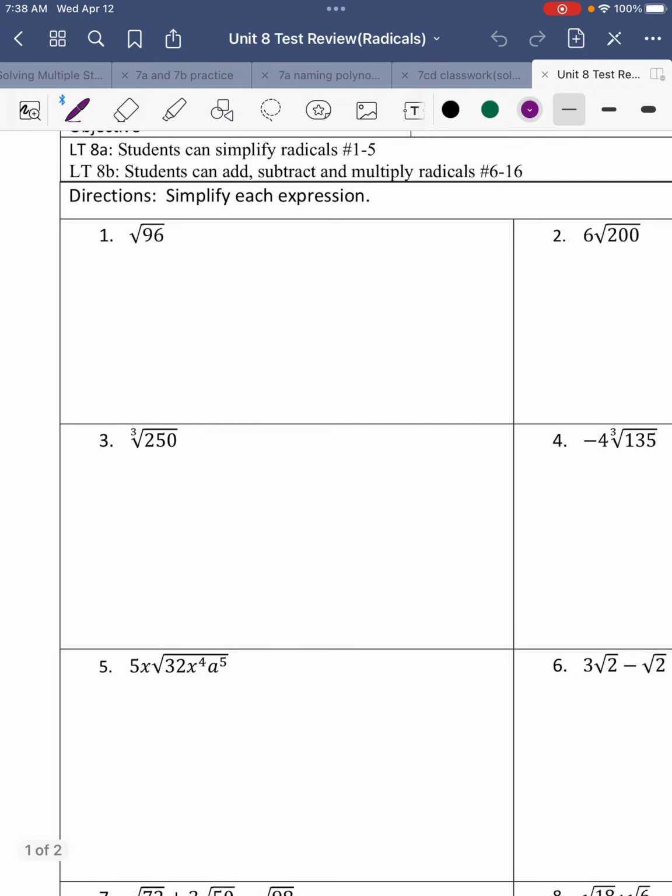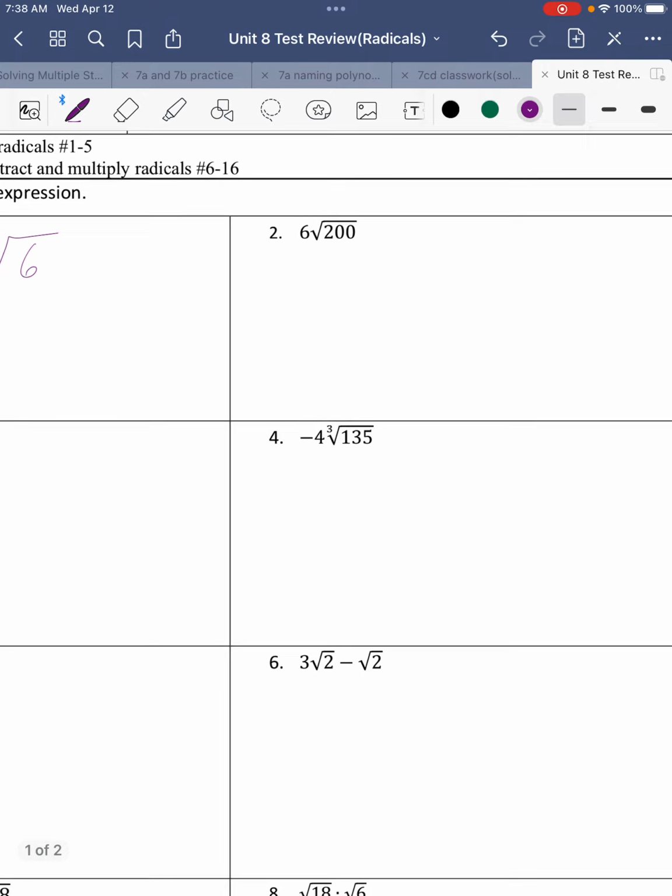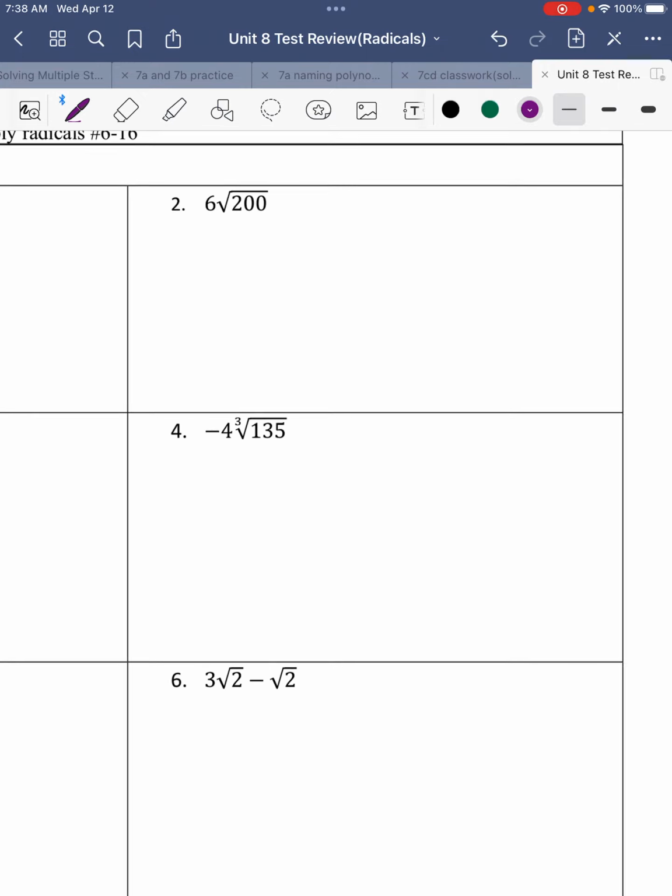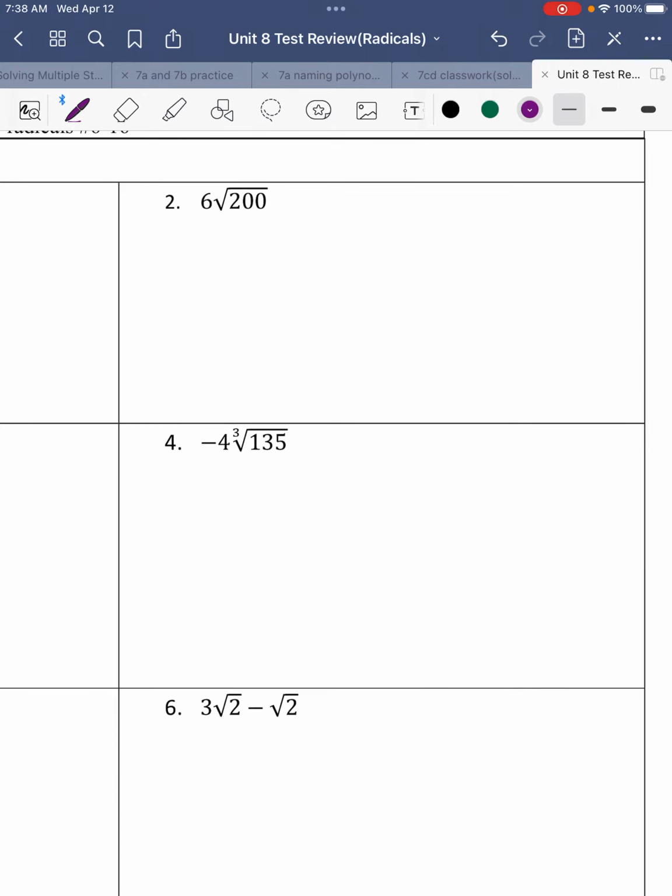So, number one, I'm just going to give you the answer to this so you can check it. The answer is 4 square root of 6, 4 times the square root of 6. All right, number two. So we're simplifying these radicals.